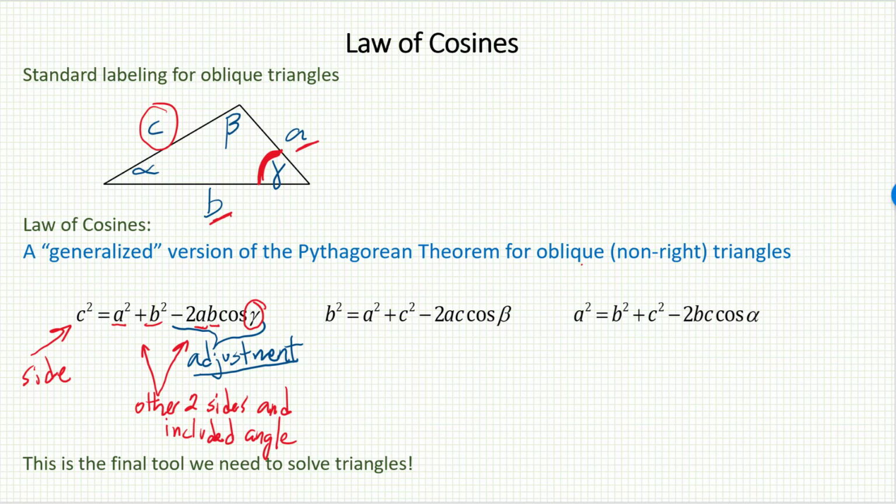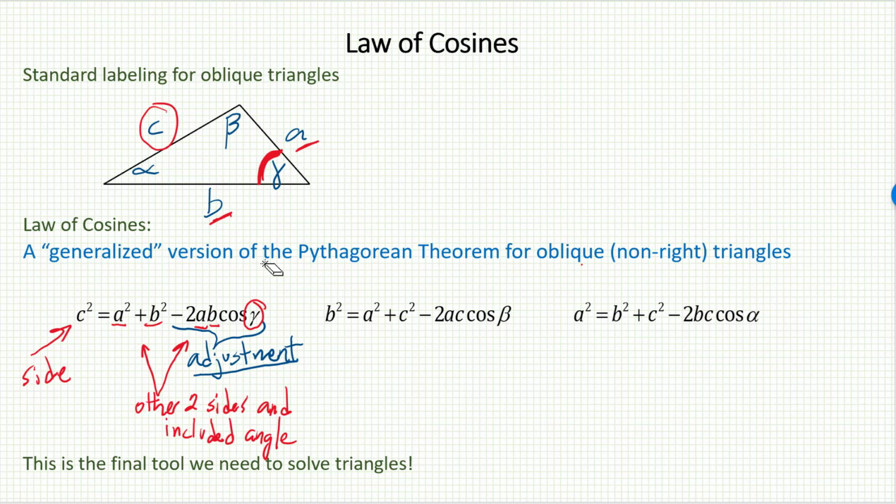By the way, let's say that I did have a right triangle. Let's say that gamma was a 90-degree angle. Well, cosine of 90 degrees, you might have to picture a unit circle, cosine of 90 degrees is 0, which means this entire term would wipe out and I would be left with the Pythagorean theorem, which is exactly what you would expect for a right triangle.